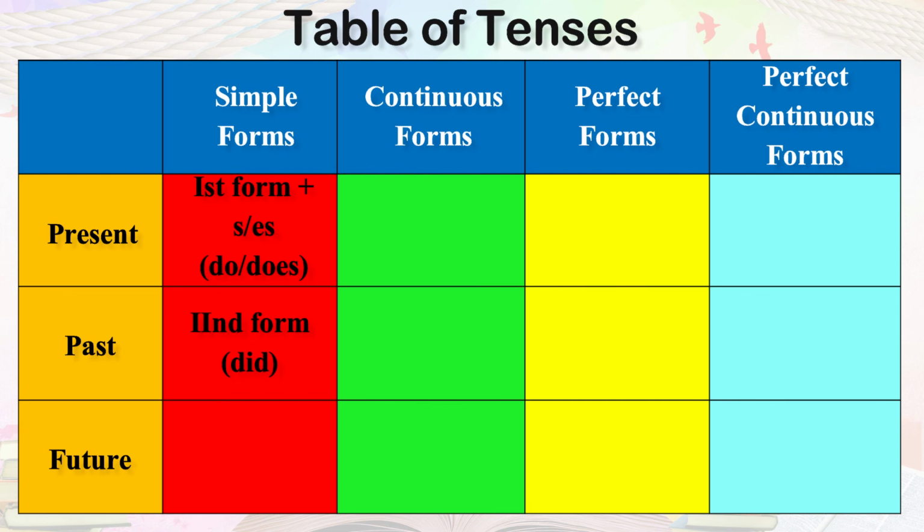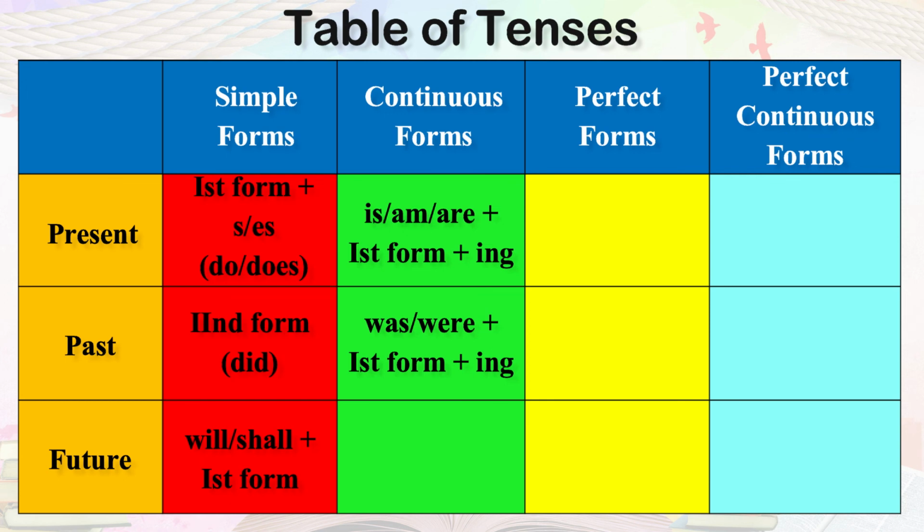For simple future, we use will, shall plus first form of the verb. In present continuous, we use is, am, are plus first form of verb plus ing. And for past continuous, we use was, were plus first form of verb plus ing. And in future continuous tense, we use will, shall plus be plus first form of verb plus ing.